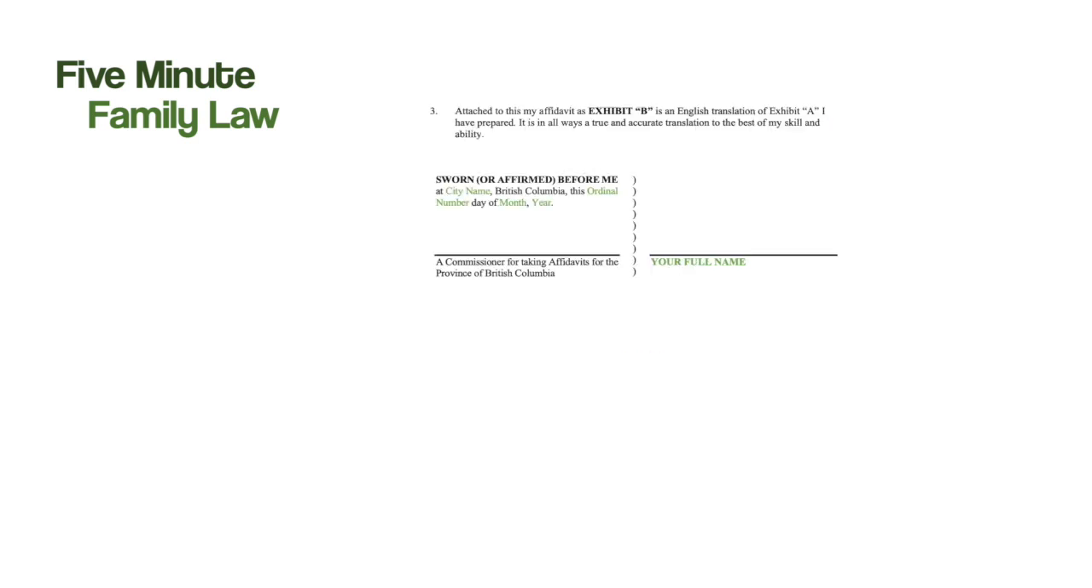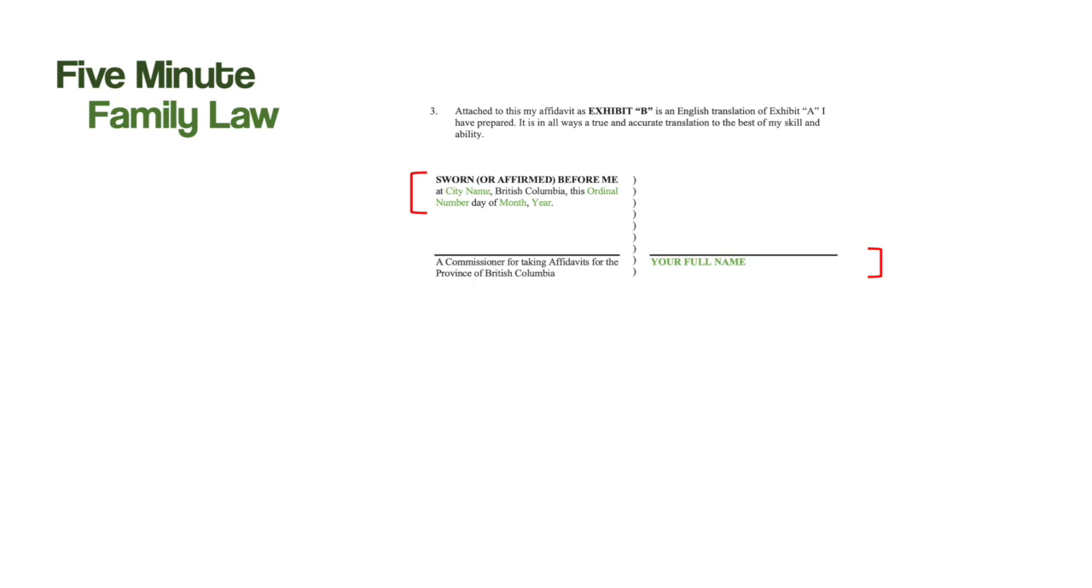Then, in paragraph 3 at the top of the next page, you're going to attach your second exhibit, and your second exhibit is your translation of the original marriage certificate. Beneath this, it's the notary's turn to fill out some information. They'll provide the name of the city or town in which you executed the affidavit, and as well they'll write down the date on which the affidavit was executed.